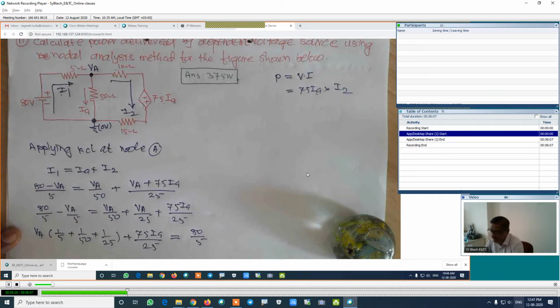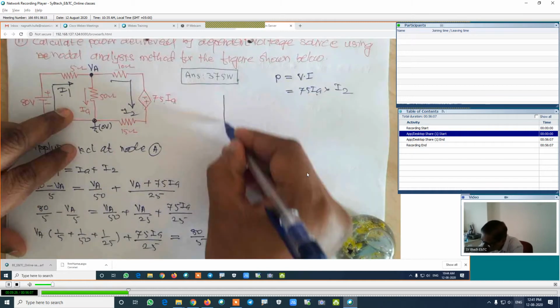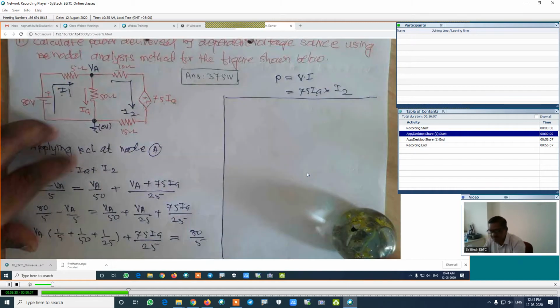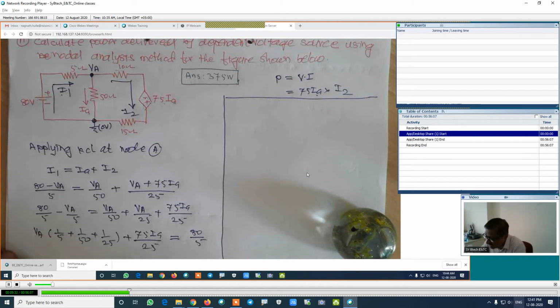Now we will simplify this equation and name it equation number 1. Here I am interested in this calculation from your side.